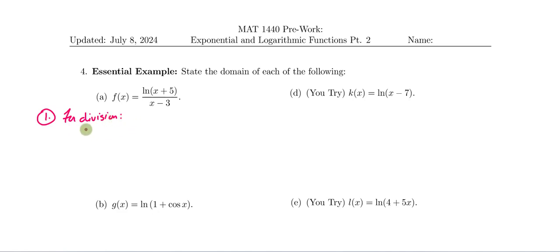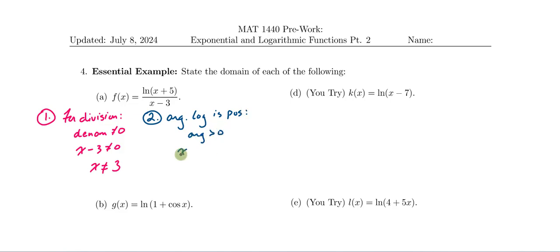we need the denominator cannot be 0. So that x minus 3 cannot be 0. Why? Because a problematic operation is division. We're not allowed to divide by 0, so that tells us x cannot equal 3. Secondly, and in a way unrelated, we're also doing the problematic operation of logarithms, and we need the argument of the log to be positive. So we need the argument to be greater than 0. Our argument in this case is x plus 5. We need this to be greater than 0, so we need x to be greater than negative 5.